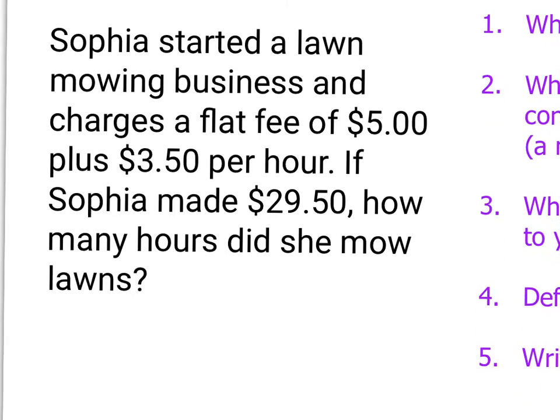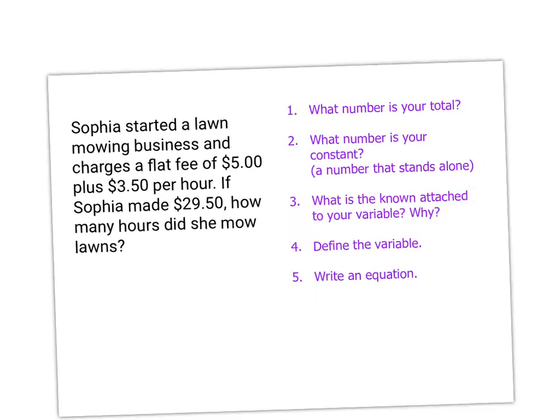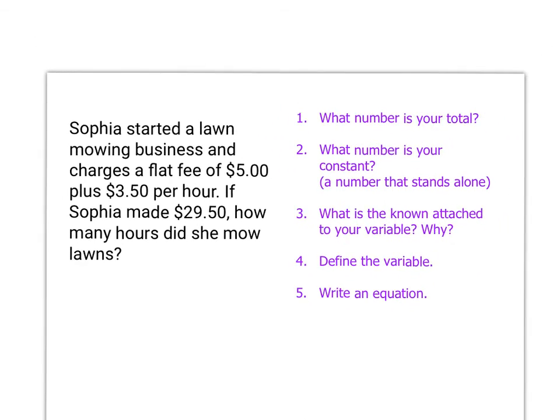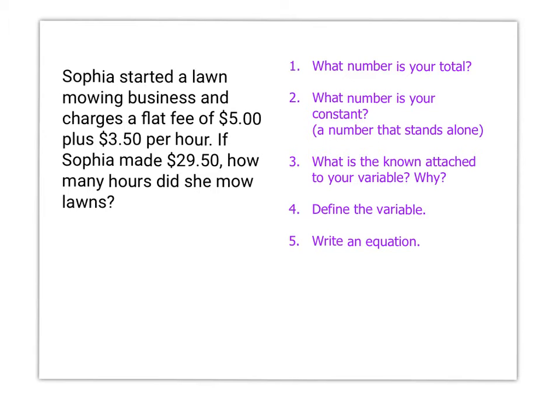Alright, so remember, first step is we're going to look through here and find what is our total. So what is the total amount in this problem? It would be how much did Sophia make mowing lawns? So if you go through the problem, our total would be she made $29.50 mowing lawns. So that would be our total. Equals.